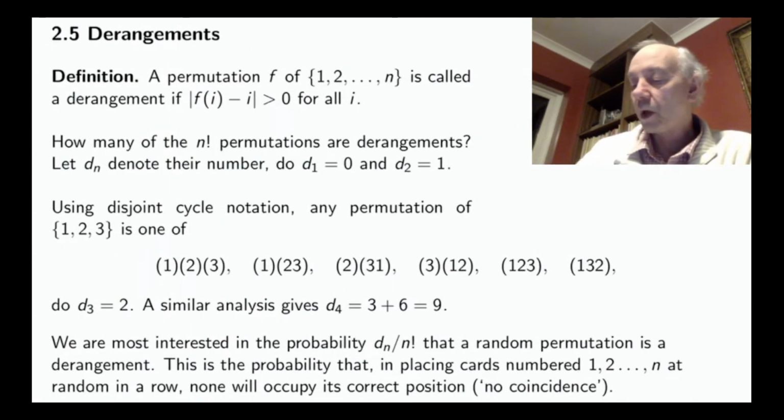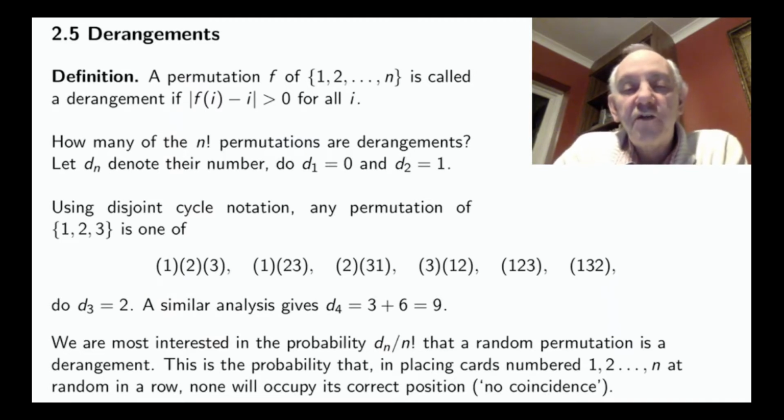But before I give you the result, let me say that actually it would be more natural to try to study the ratio dn divided by n factorial. That's the proportion of permutations which are derangements. Or if you like, it's the probability that choosing a permutation at random, like shuffling cards, is a derangement.